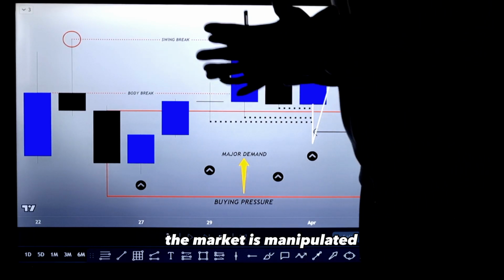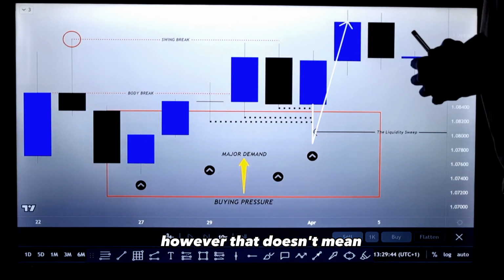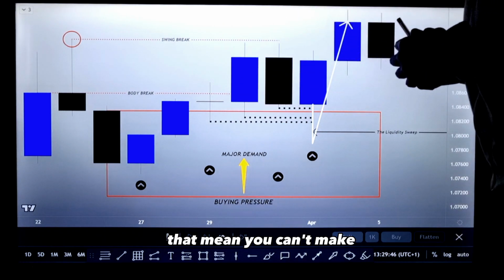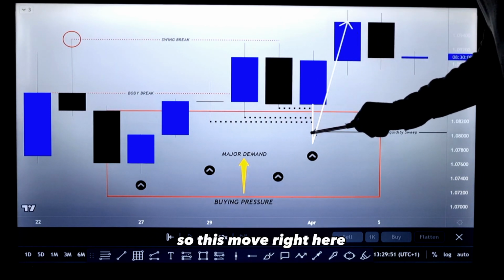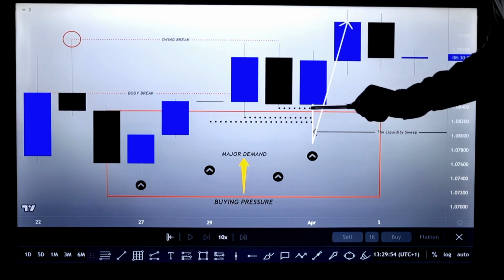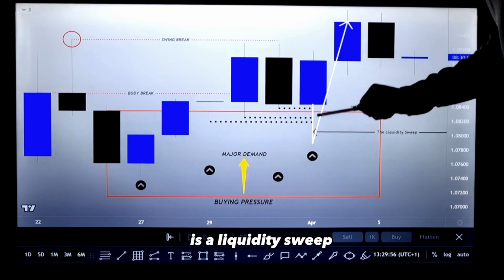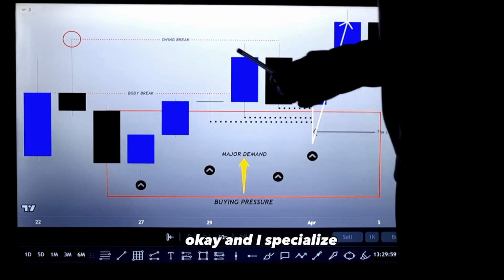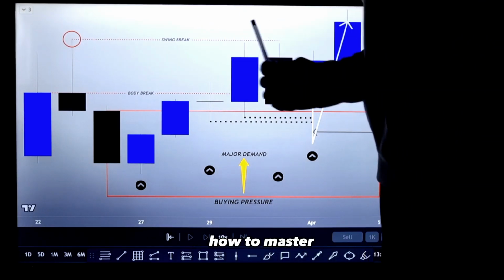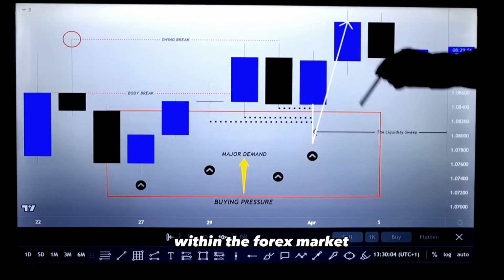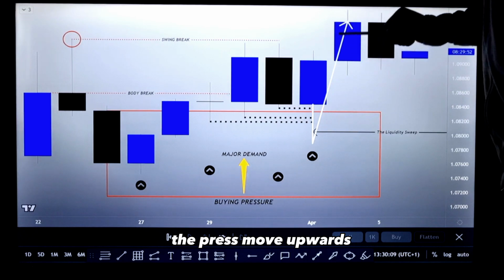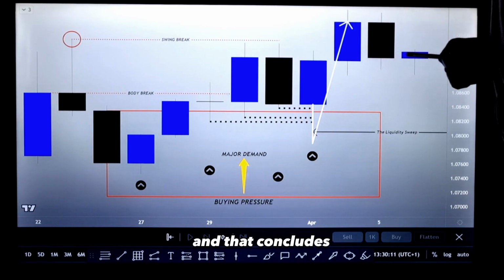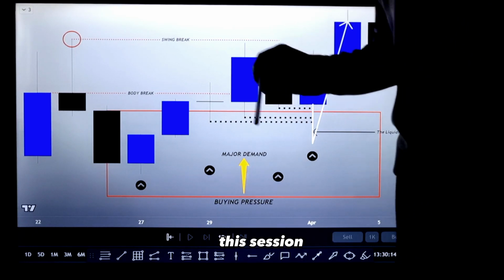The market is manipulated. However, that doesn't mean you can't make loads of money in the Forex market. So this move right here, which I have marked out with this white arrow, is the liquidity sweep. And I specialize in teaching people how to master the liquidity sweep within the Forex market. So from here, the price moved upwards in a very impulsive move, and that concludes this session.